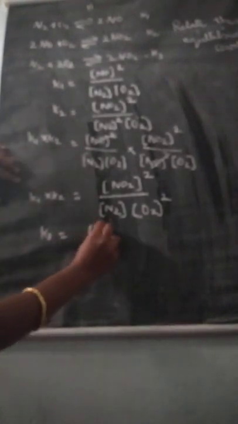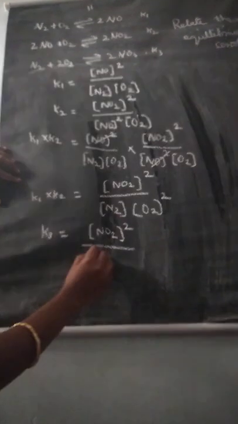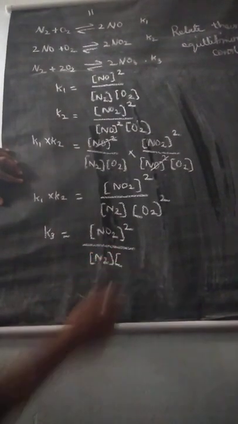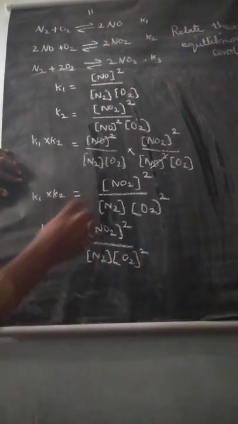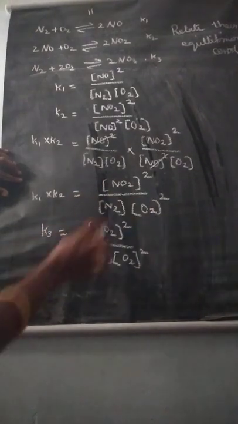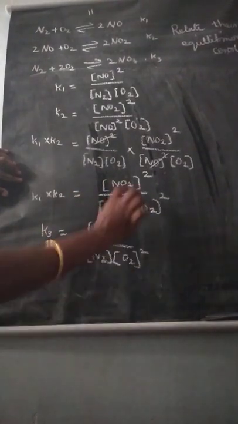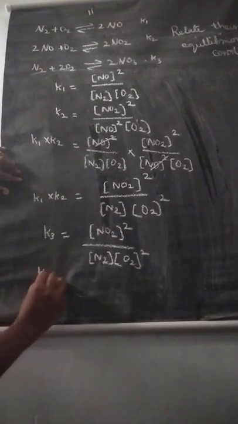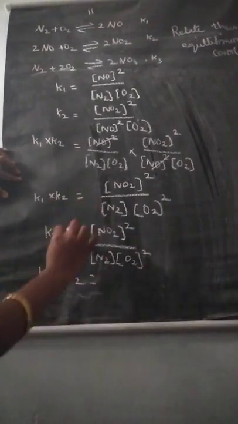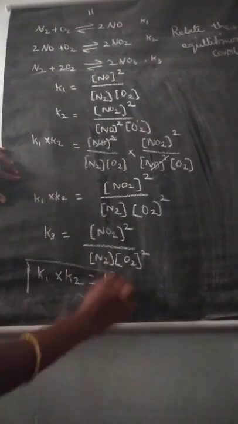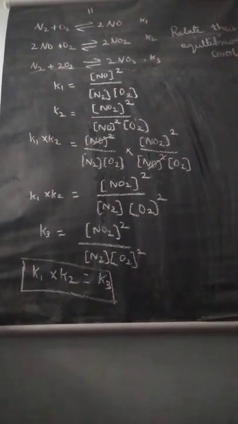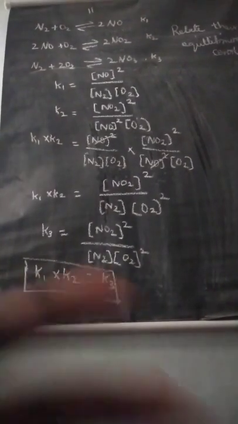Can you tell the answer? K3 is the concentration of NO2 power 2 divided by, for the third equation, the concentration of N2 into the concentration of O2 power 2. Understand? See, this equation is similar to K3, so these two values are the same. So you can write K1 into K2 is equal to, substituting the value, K3. K1 into K2 is equal to K3. Understand? So this is the relation.